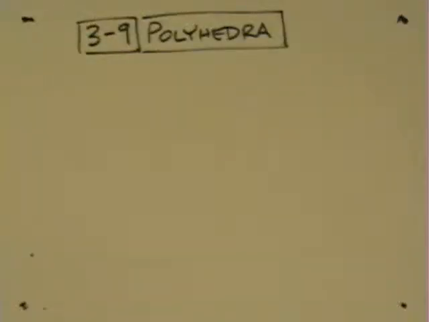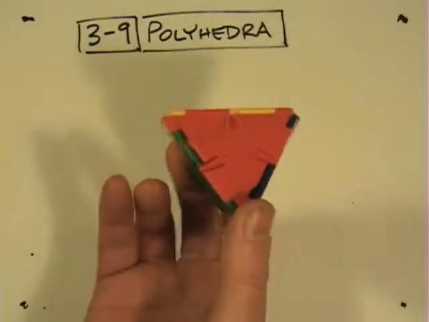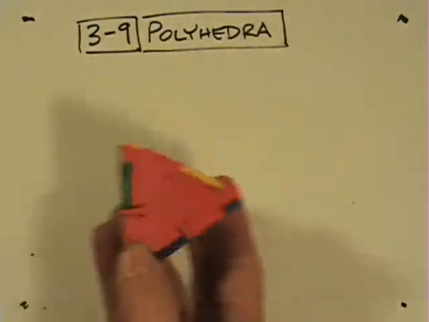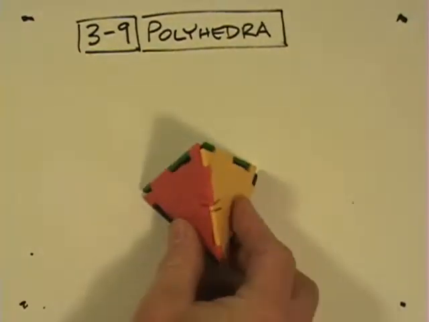Hey guys, we are at 3.9 polyhedra. It's pretty straightforward stuff. You should have read this in the book already. I'm just going to take you through the basics. A polyhedron is a three-dimensional figure.